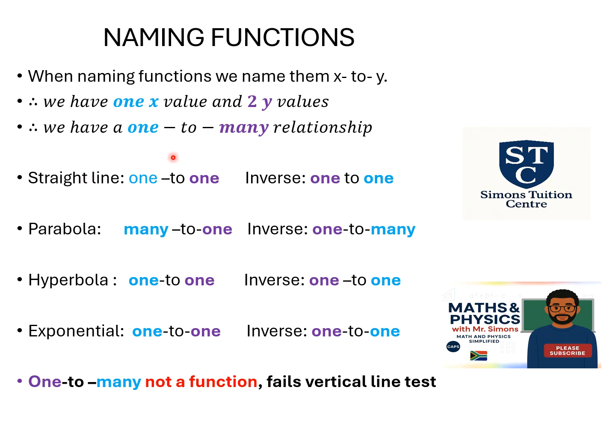Straight line graph is a one-to-one function. Therefore, the inverse of a straight line graph will also be one-to-one. Remember, for the inverse, we reflect about the line y equal to x. So my y becomes my x and my x becomes my y. Parabola is a many-to-one function. Therefore, the inverse of it is a one-to-many relationship. Hyperbola is 1 to 1, so the inverse stays 1 to 1, and exponential is 1 to 1, therefore the inverse stays 1 to 1. Alright, so the only one that's not a function is the one-to-many.